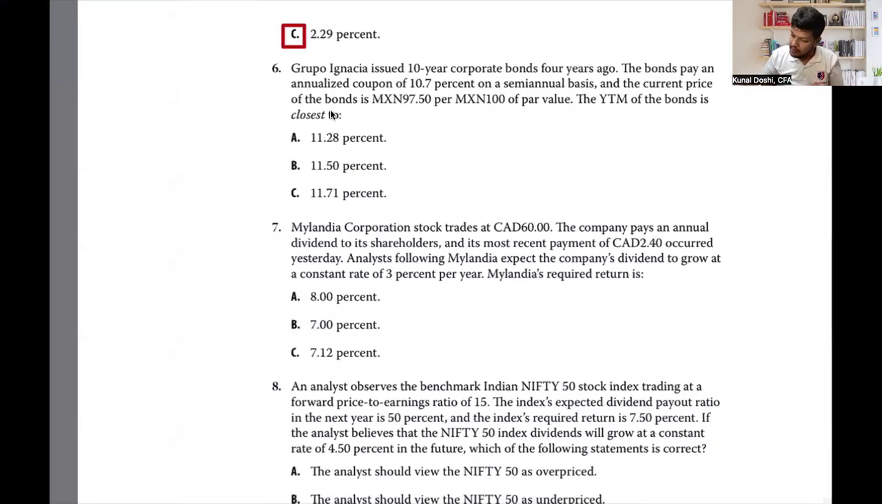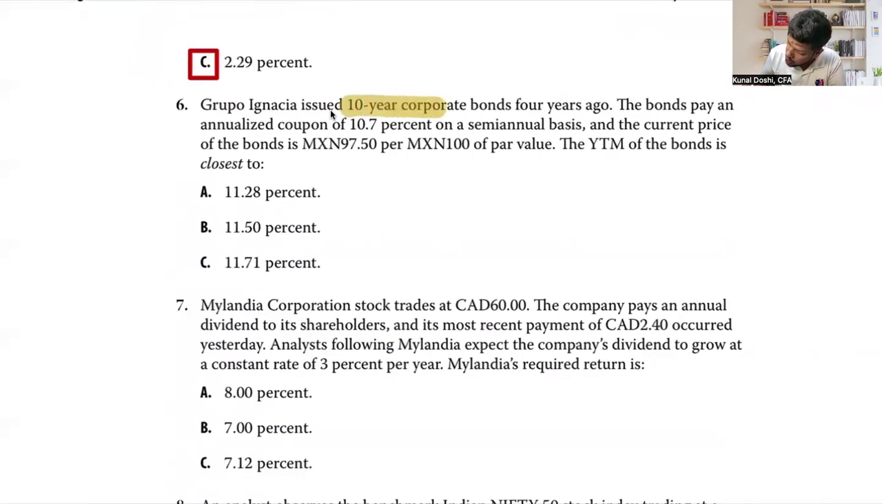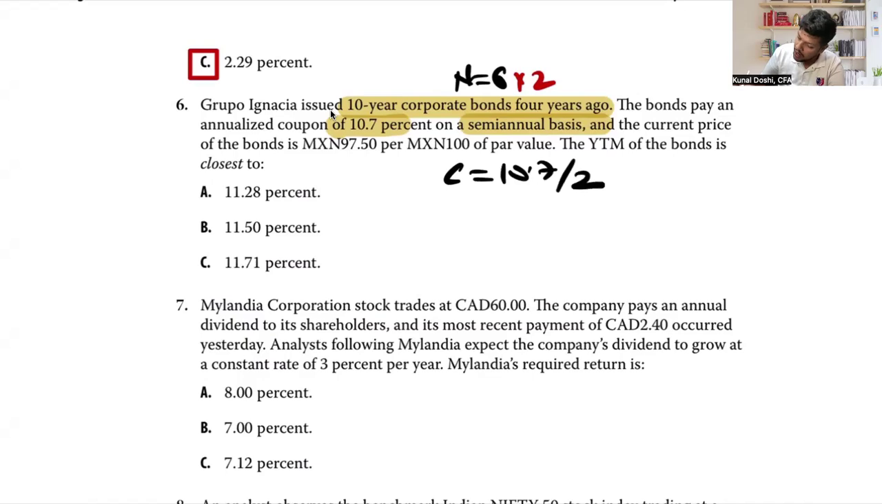Next, company issued 10-year corporate bonds 4 years ago. So how much life remains? 6. You always think how much life remains. The bond pays annualized coupon of 10.7 on semi-annual basis. So whenever there is semi-annual, everything multiplied with 2, your coupon or PMT is 10.7 divided by 2. Current price, PV is given to me, FV is also given, YTM of the bond.